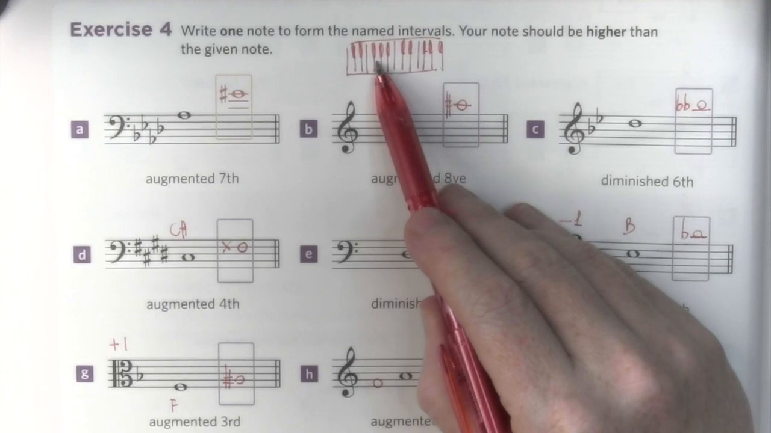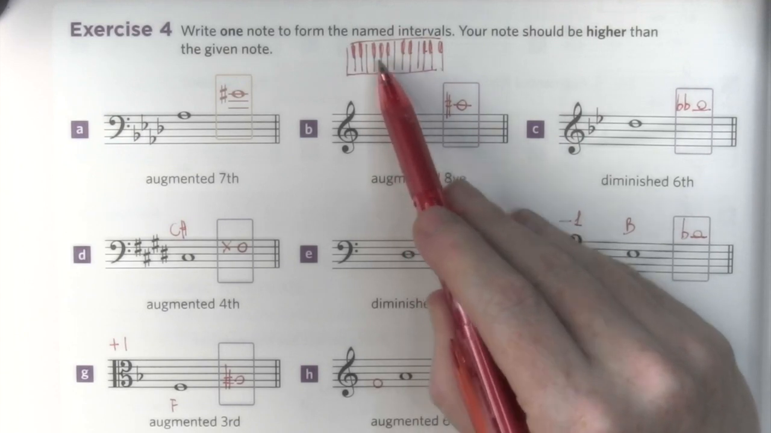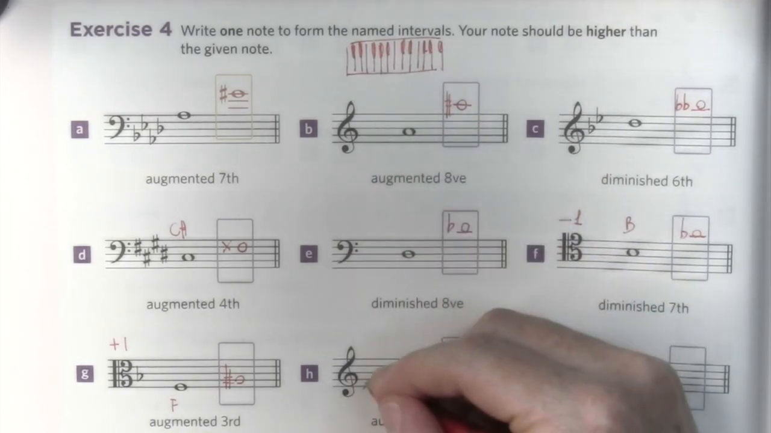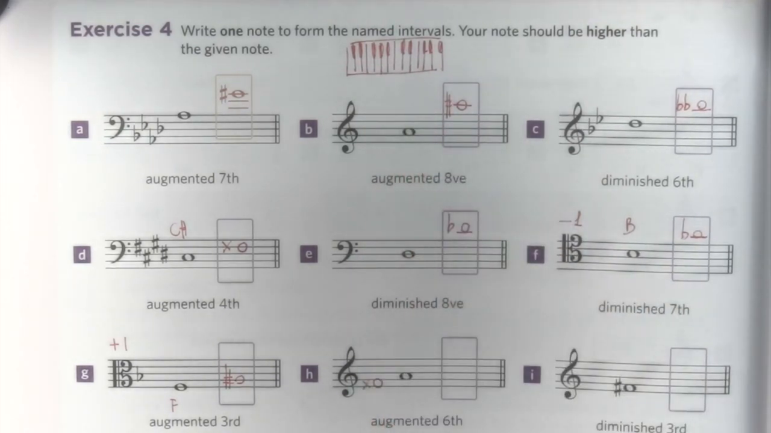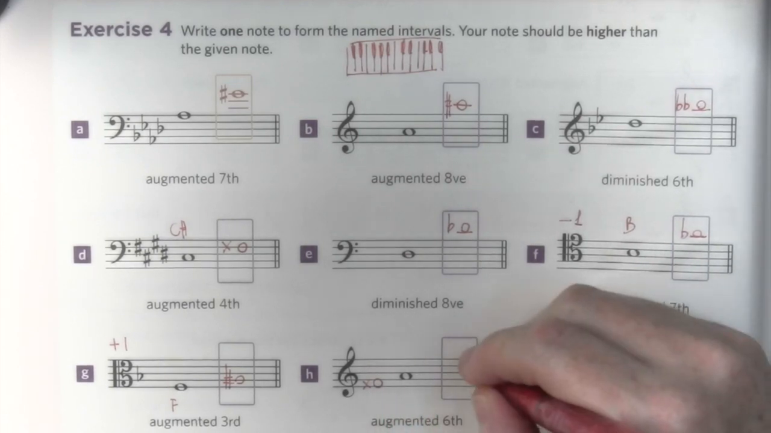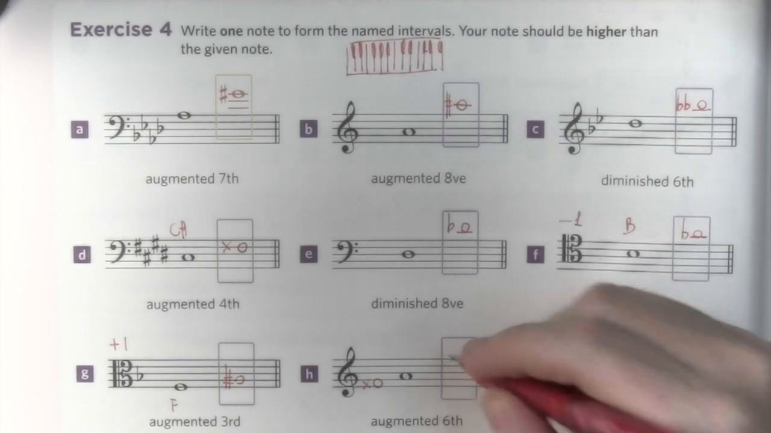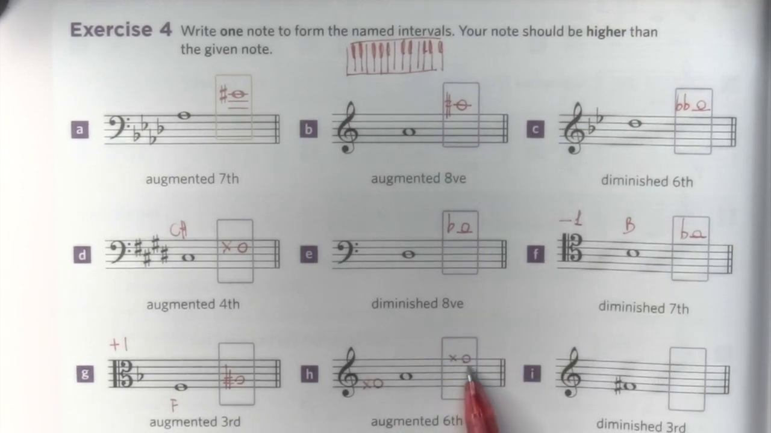What is this note called? We can't call it G, we have to call it fa double sharp. And this is a diminished third. A diminished third. Now, if I write this note up here, the same one, fa double sharp, this is an augmented sixth.